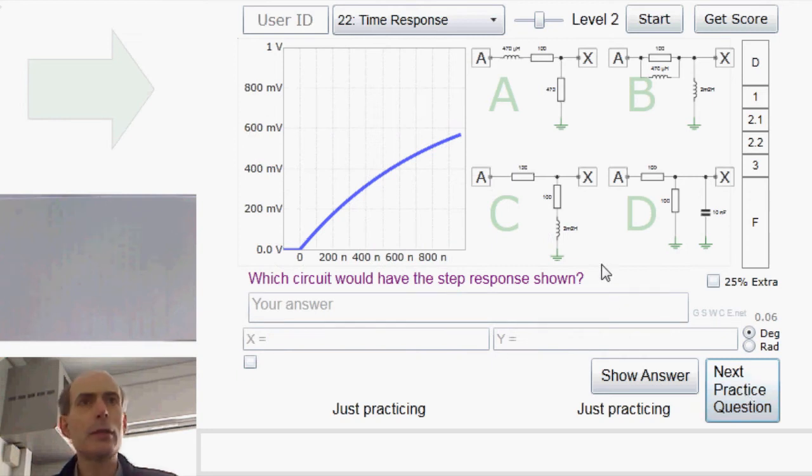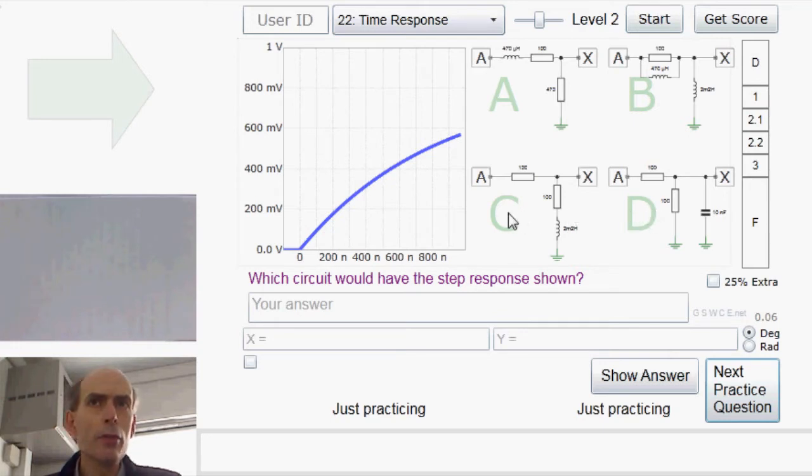First one. Right, we have here a first order response and we don't know where it's heading to, but we could try and do some curve fitting and work out what the time constant of this is. That might be a useful thing. Let's have a quick look at the circuits to see if we actually need to do that.